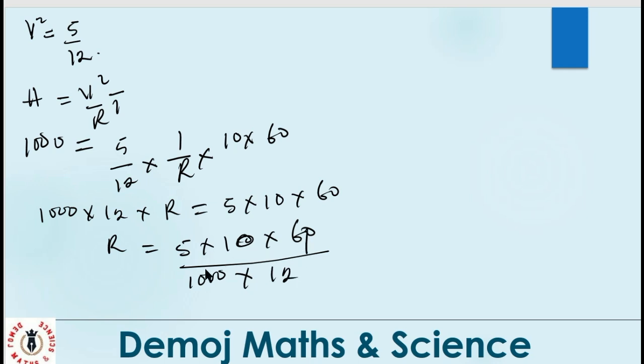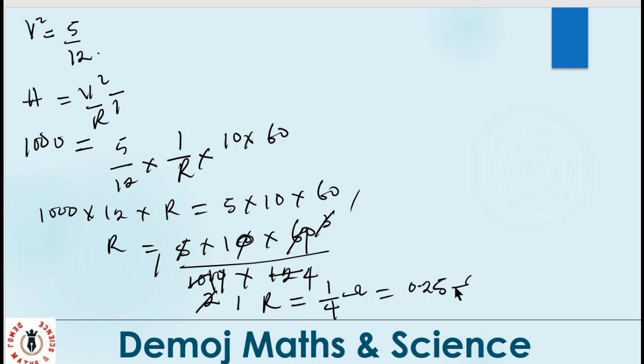The zeros cancel. 5 into 5 is 1, 5 into 10 is 2, 2 into 2 is 1, 2 into 6 is 3, 3 into 3 is 1, and 3 into 12 is 4. So that R invariably is the same thing as 1 over 4 ohms, which is 0.25 ohms. Now that's the first part of the question.